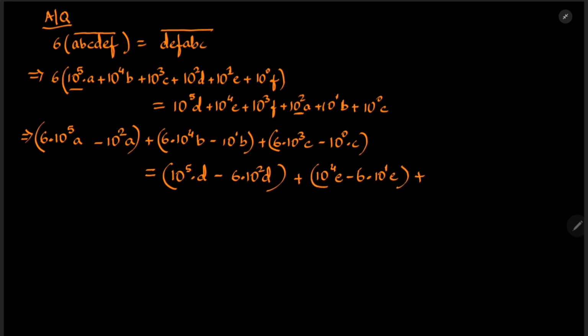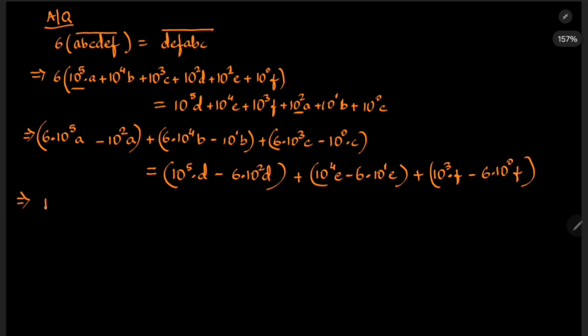Okay. Then the variable f would be like 10 cube f minus 10 power 0 into f. This 6 into 10 power 0 into f will come from the left hand side of the equation. Okay, now the next step we'll try to do is take the common numbers out, like common variables out.